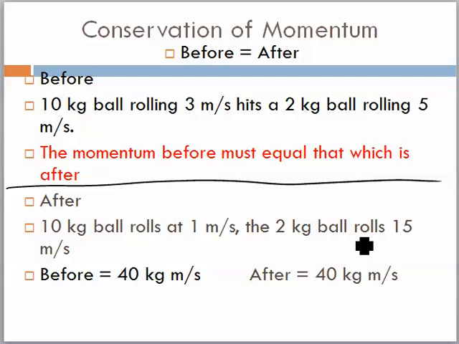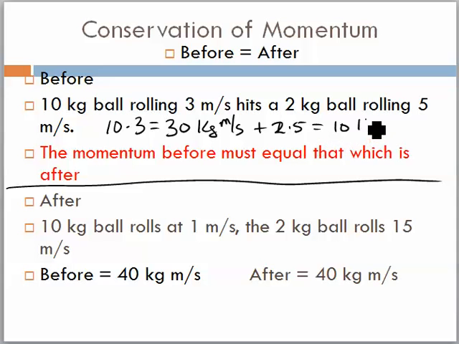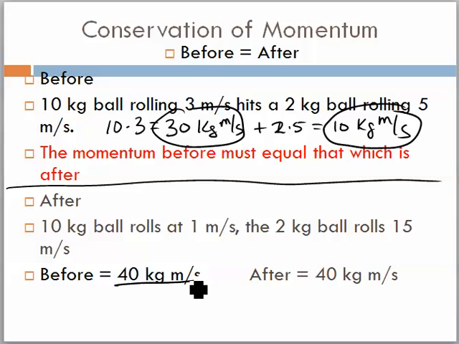Well, let's see how this turns out to be. Before we had 40 kilogram meters per second and after we had a total of 40 kilogram meters per second. To start off with, we had this 10 kilogram ball going 3 meters per second, and that gives us 30 kilogram meters per second. We had this 2 kilogram ball going 5 meters per second, and that gives us 10 kilogram meters per second. Well, what is 30 plus 10? It gives us a total of 40.